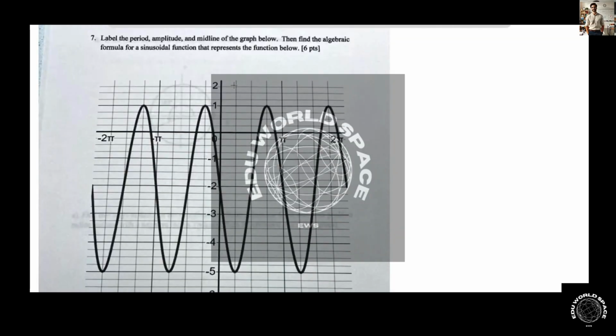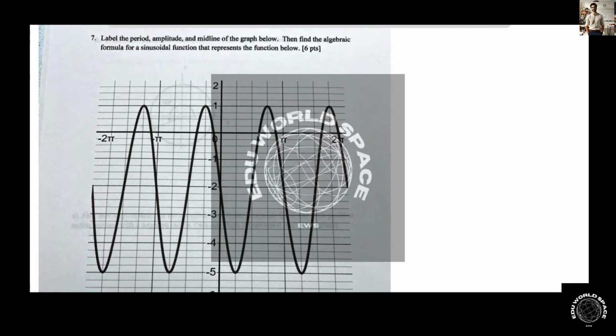We want to label the period or find the period. And let's say we start at 0. The period is how much time along the x-axis it takes to return back to one full cycle. And we can see that it takes pi units. So we would say that the period is pi.